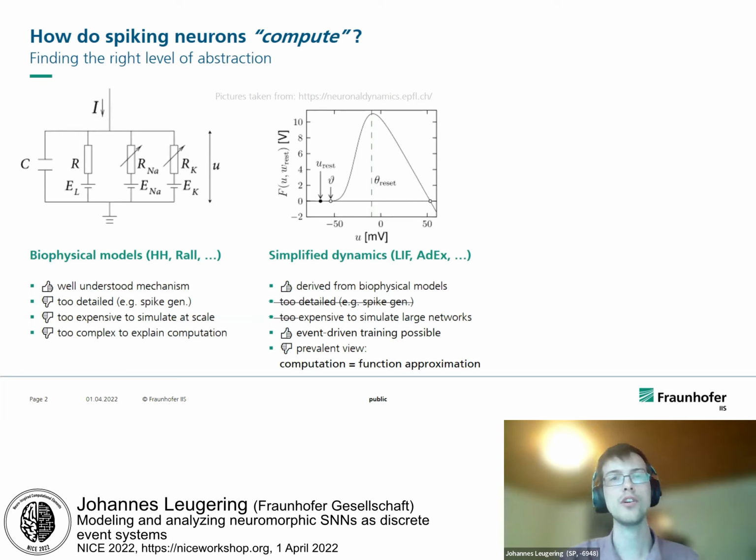However, there's one drawback, at least for me personally. When it comes to explaining how these networks actually do computation, the mental model that most people refer to is really the concept of function approximation, which is the same framework that deep learning and reservoir computing use. I always see this as a bit of a drawback to explain spiking neural networks.